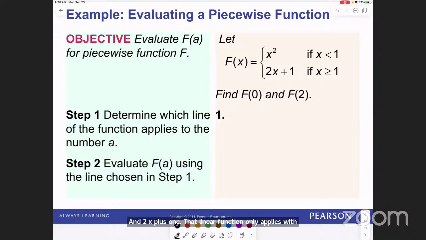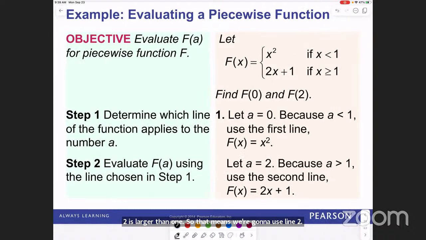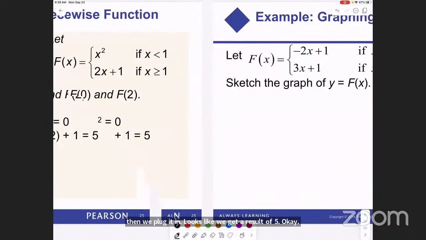So if we're going to evaluate this, for instance, when we're asked to find f of 0, then if x is 0, we ask ourselves, are we using line 1 or are we using line 2? Well, 0 is less than 1, so we would use line 1, right? So then we plug in 0 into line 1, the output is going to be 0. When we're asked to find f of 2, we ask ourselves, do we use line 1 or do we use line 2? Well, 2 is larger than 1, so that means we're going to use line 2. So then we plug it in, it looks like we get a result of 5, okay? So that's essentially that part.